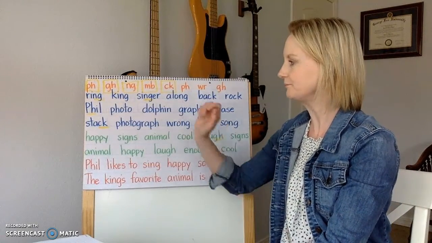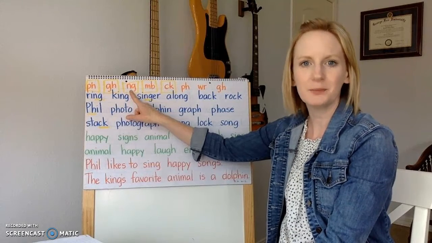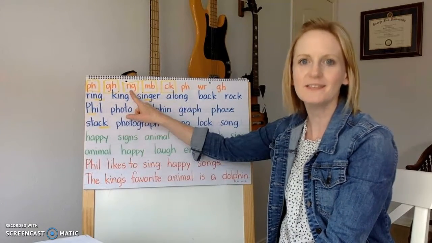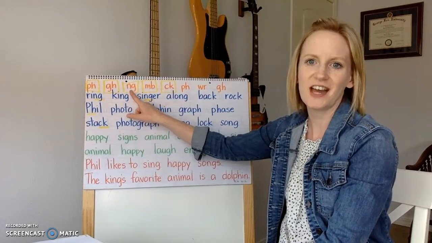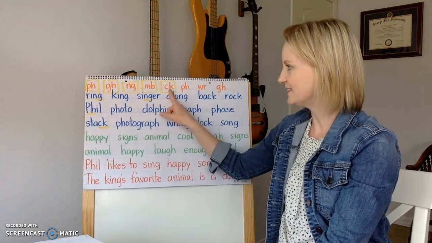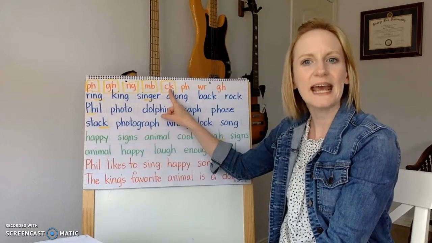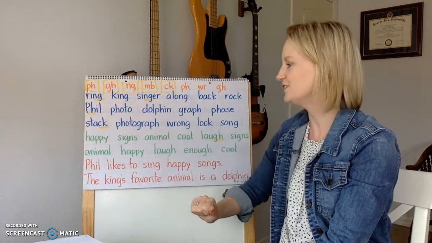Good job. The next sound is NG. We will be reading words with NG endings like ring and sing. Our NG has that G sound at the end. Our next sound for this week is CK, which goes together to say the sound K. Your turn, sound. Good, you know that one.